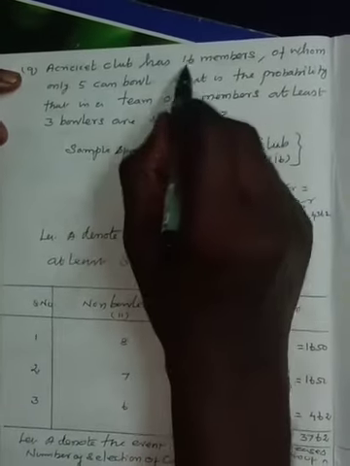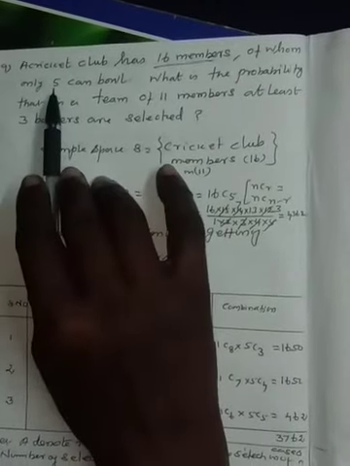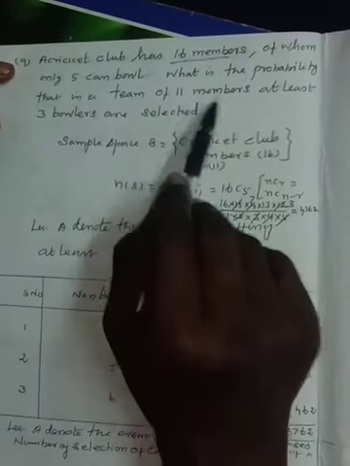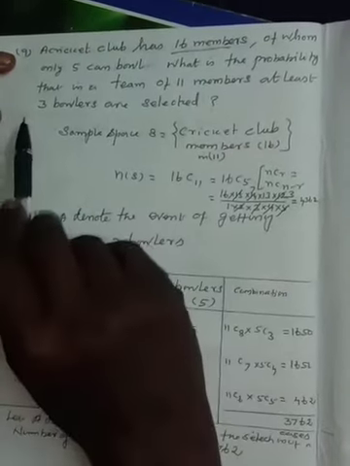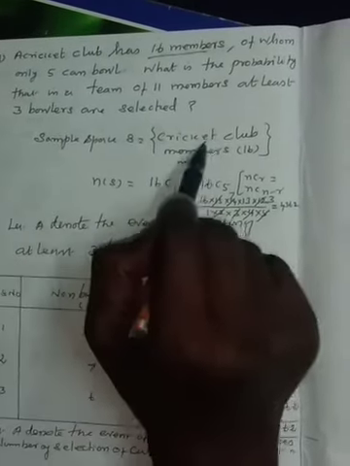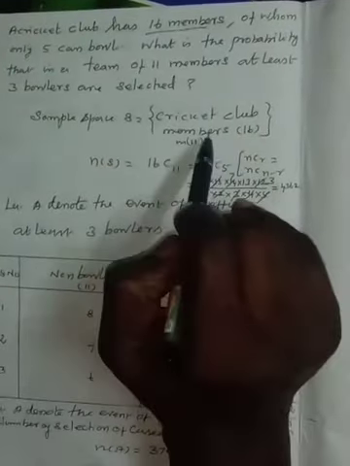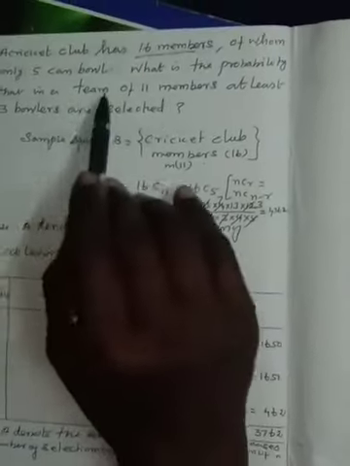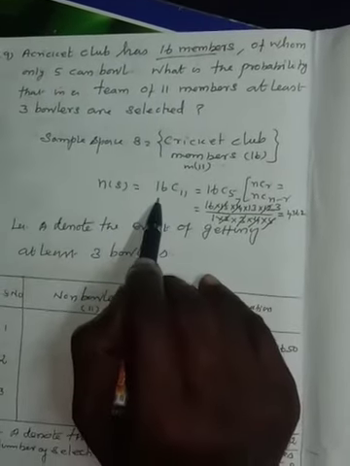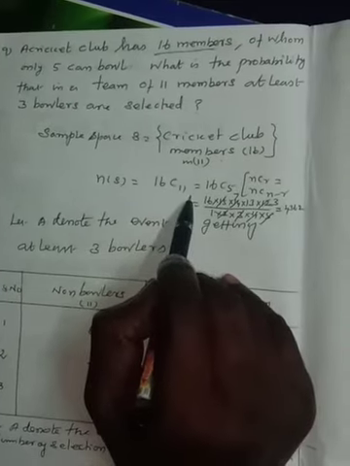A cricket club has 16 members. How many members are there? 16 members, of whom only 5 can bowl. What is the probability that in a team of 11 members at least 3 bowlers are selected? Sample space S: cricket club contains how many members? 16 members. We have to take a team of 11 members. Therefore, n of S is 16C11.